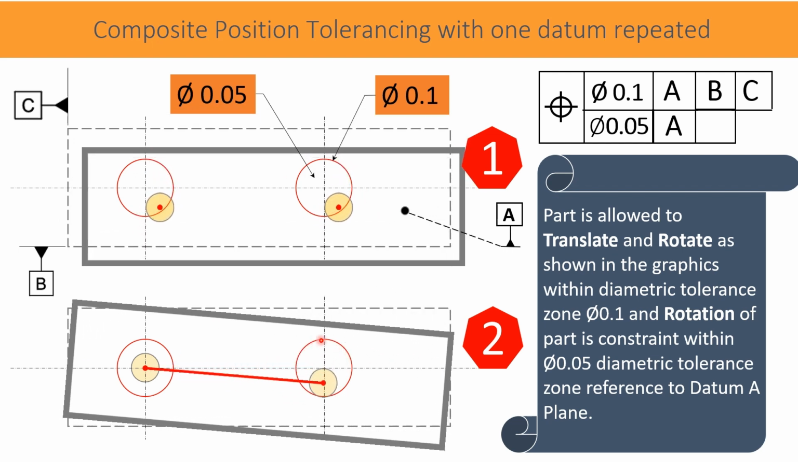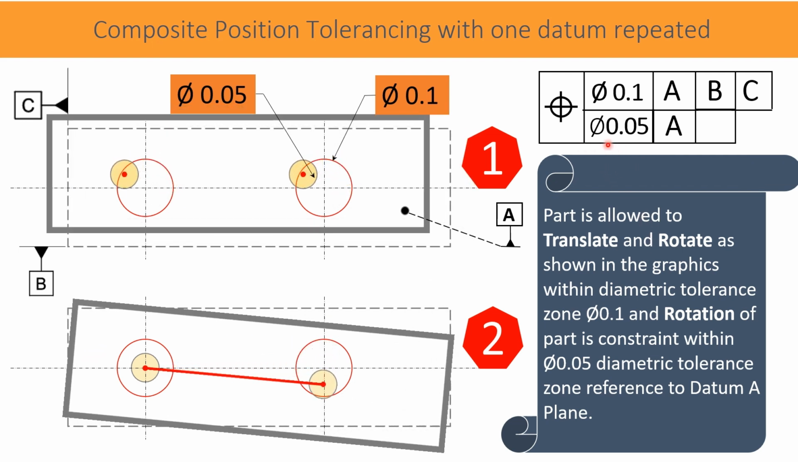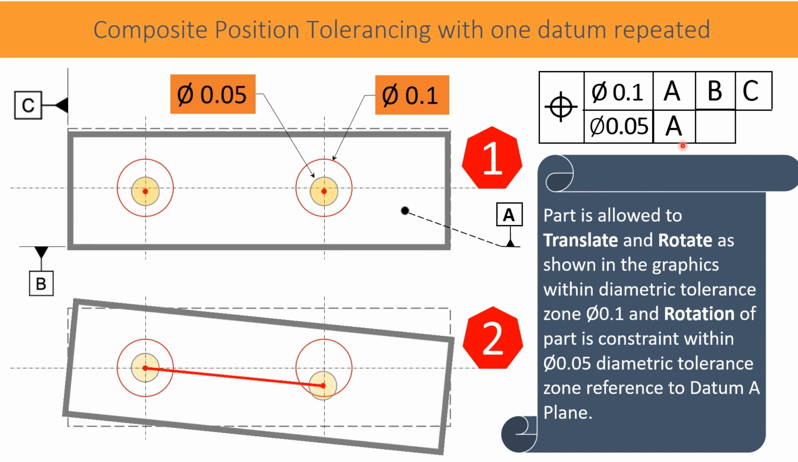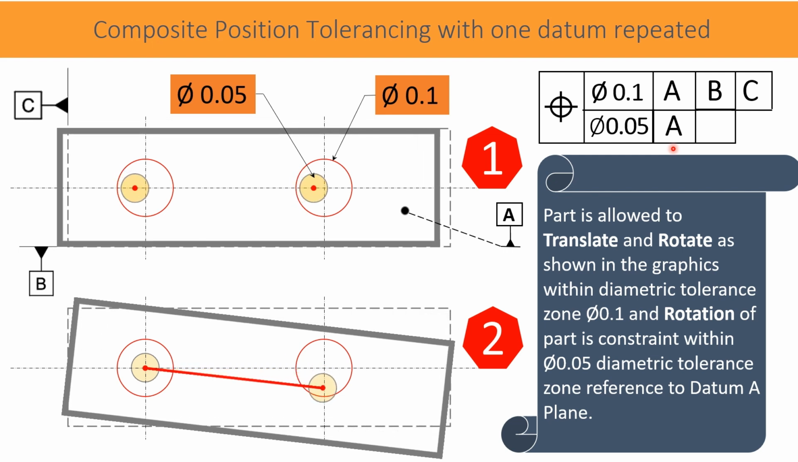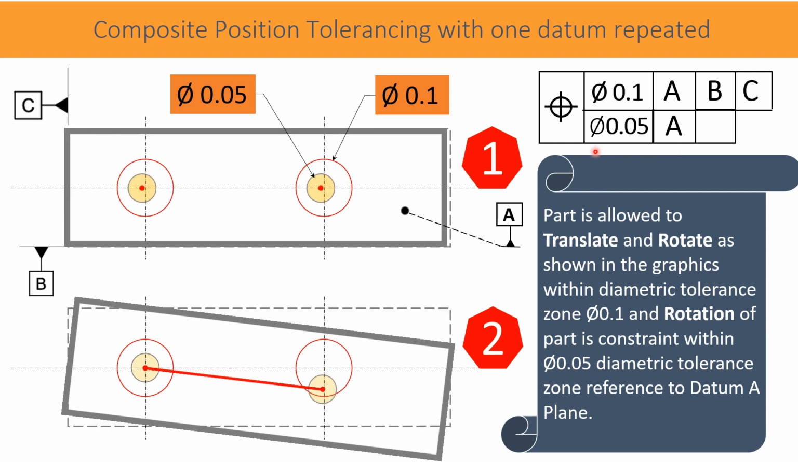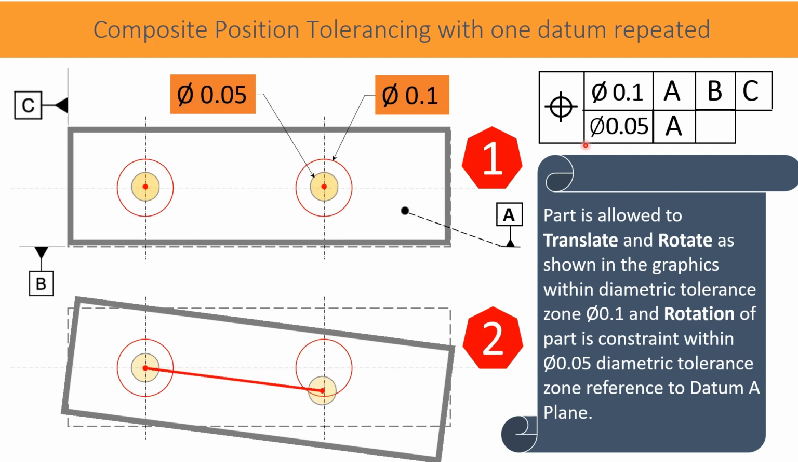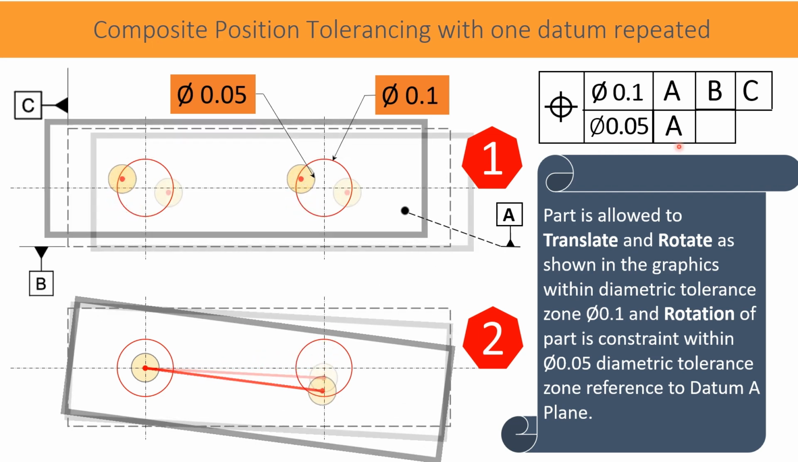In the lower segment of the frame, only one single datum A is repeated. It constrains the rotation of the holes relative to datum A within 0.05. It means that the perpendicularity of each hole is controlled within 0.05 with respect to datum A.